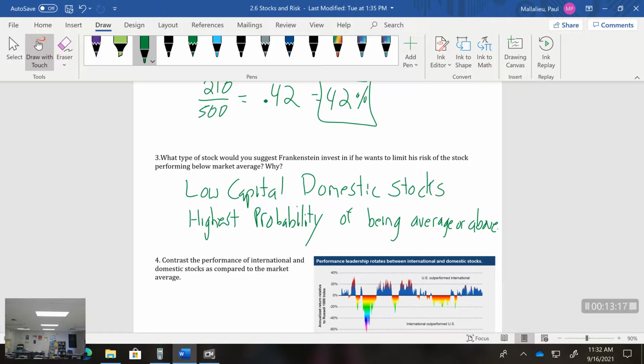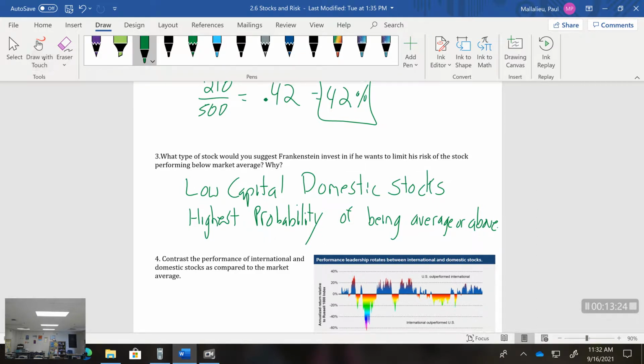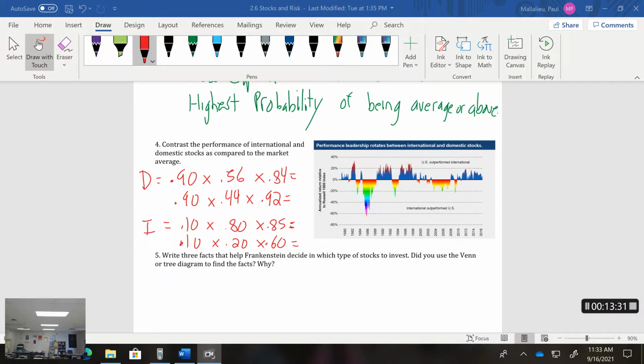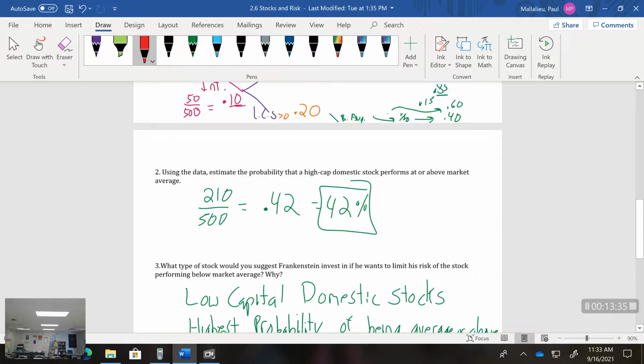All right, then the last question is contrast the performance of international and domestic stocks. So this is where you take all of the international and all the domestic stock details that we just had, and you're trying to put them all. So just to save a little scrolling back and forth, I just went in and I got all of our numbers from our tree chart.